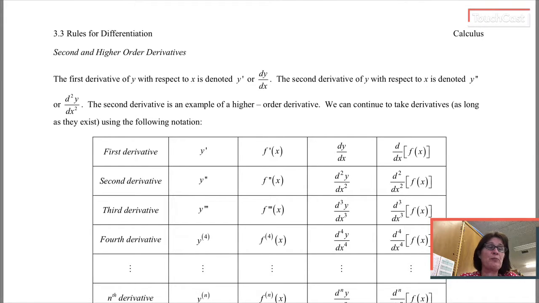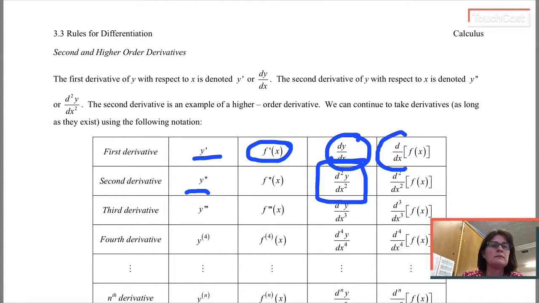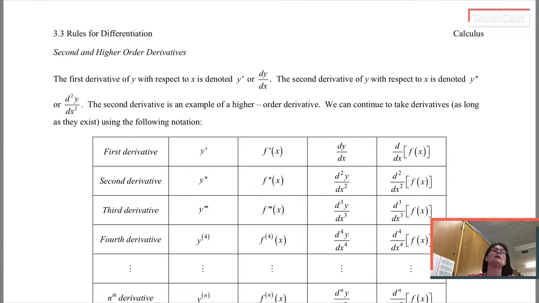I'm trying to save paper this year. We have copier limits and paper limits. So your 3.3 handout was really 5 pages long, but the 3.6 handout is 1 page long. So I took the last page of your 3.5 and I put it on the back of your 3.6. So this is that last page up here.